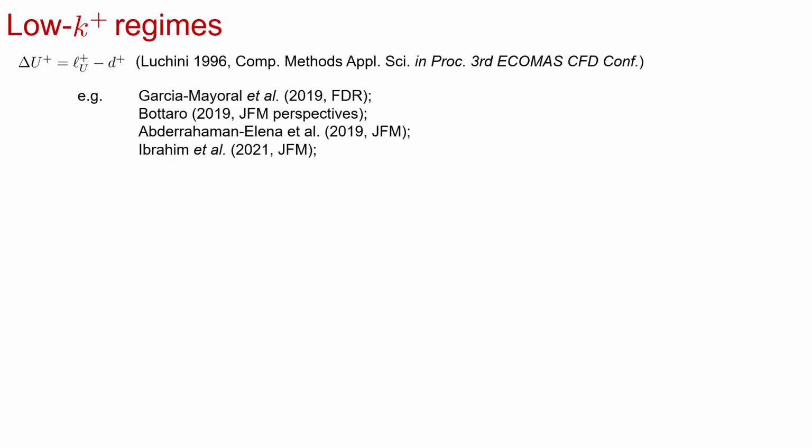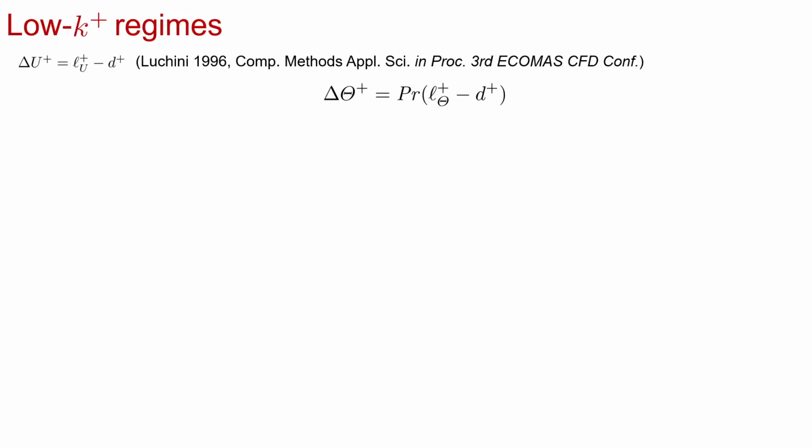And in fact, this was the idea of Luchini 1996, where he proposed that the drag delta U plus could be determined based on a virtual origin perceived by the mean velocity, L u, and then also a turbulence origin D. And in the context of drag, this idea has been explored by a number of authors, some of which I show here. But today, what I'll be showing is how this drag prediction of Luchini can be generalized to predict heat transfer here in the form of delta theta plus.